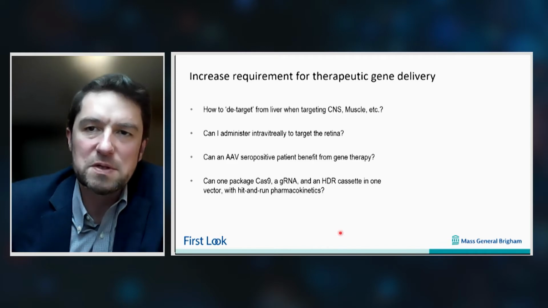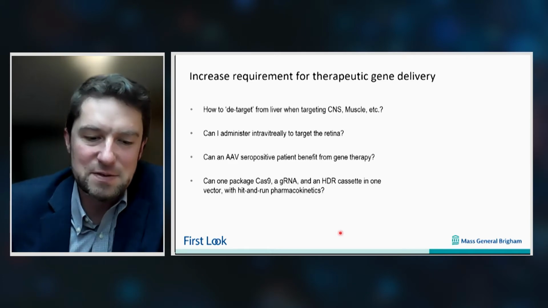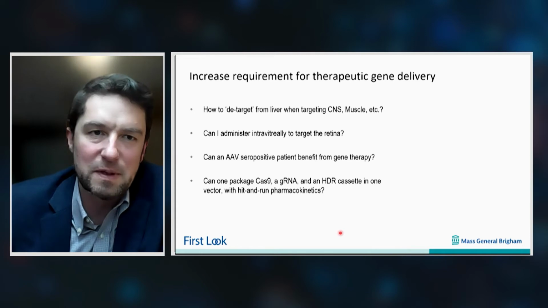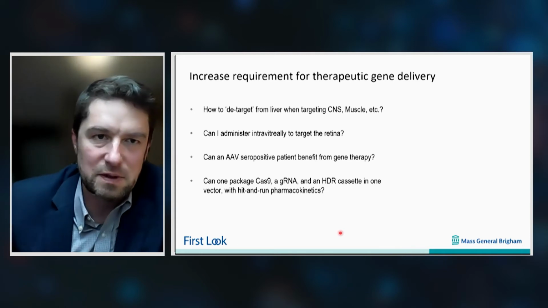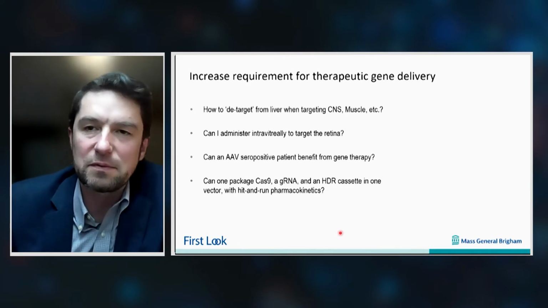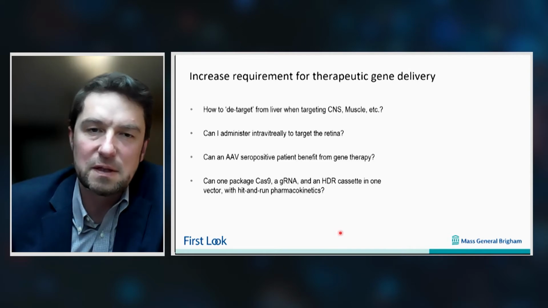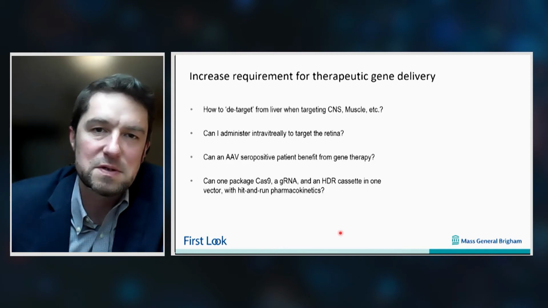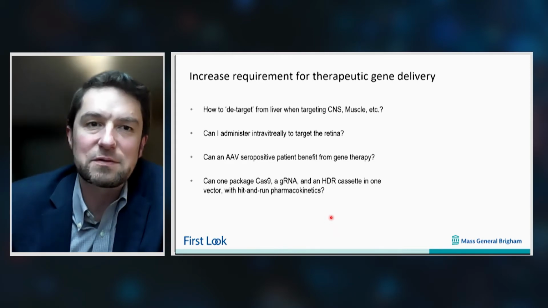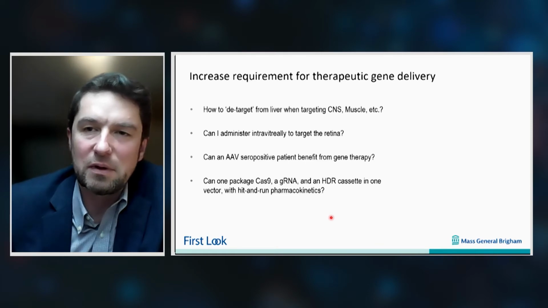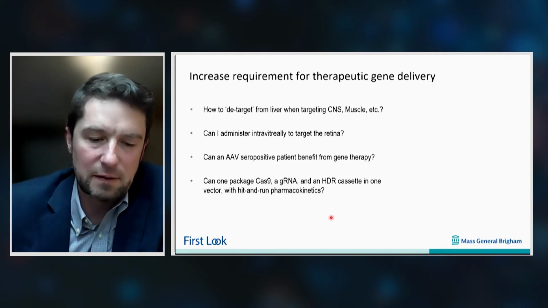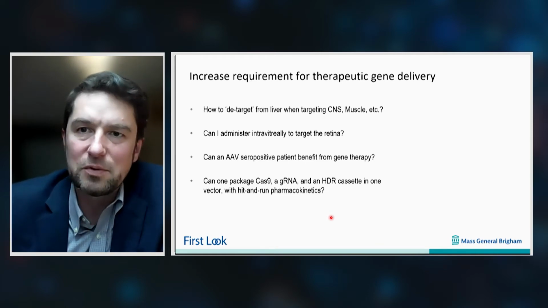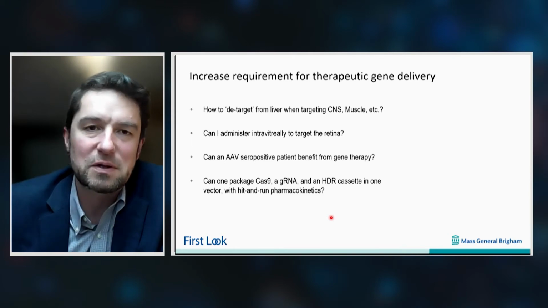Well, the number of questions, some of which are listed here, that have been asked to the field for the past 20 years, including myself, have been questions like this, right? How do we detarget, for example, from the liver, which we know is a primary sink, when our therapeutic target tissue really is the CNS or the muscle, such as in Duchenne muscular dystrophy? How do we administer intravitreally when targeting the retina? Much more clinically amenable than a subretinal approach, which is currently the approach used in Luxturna.